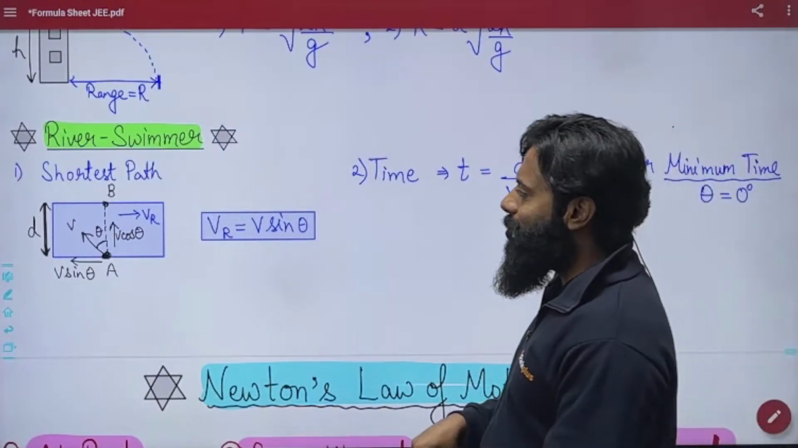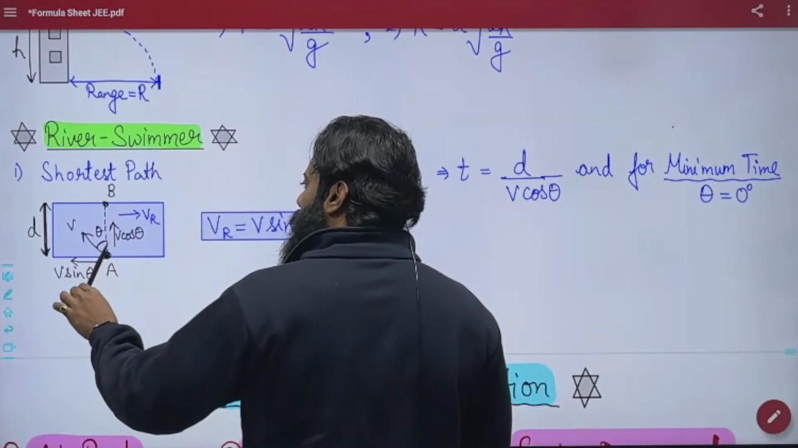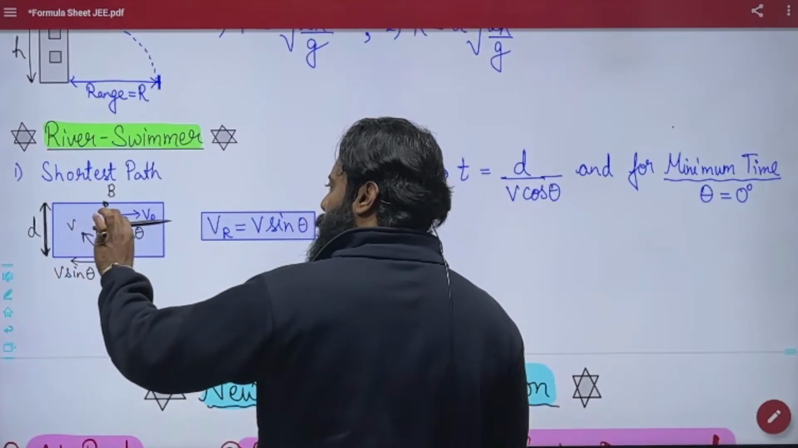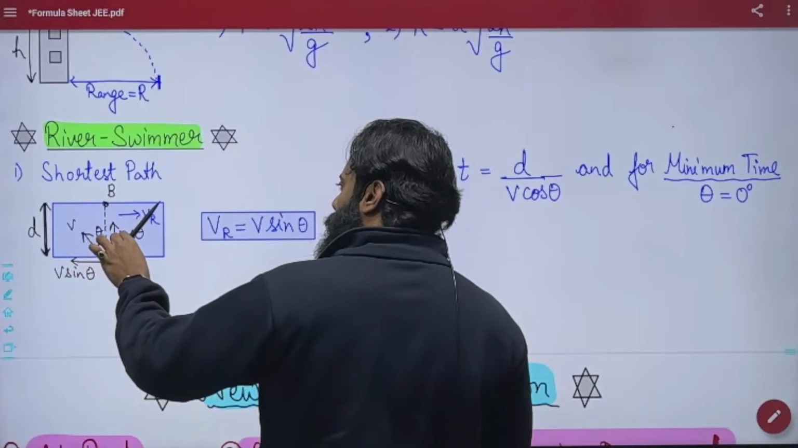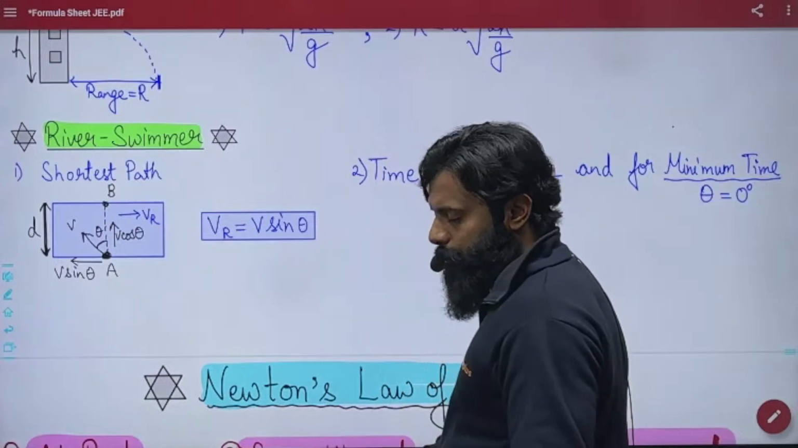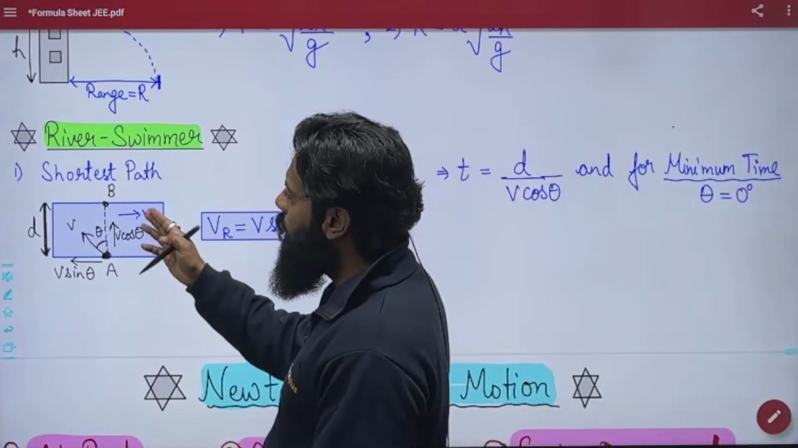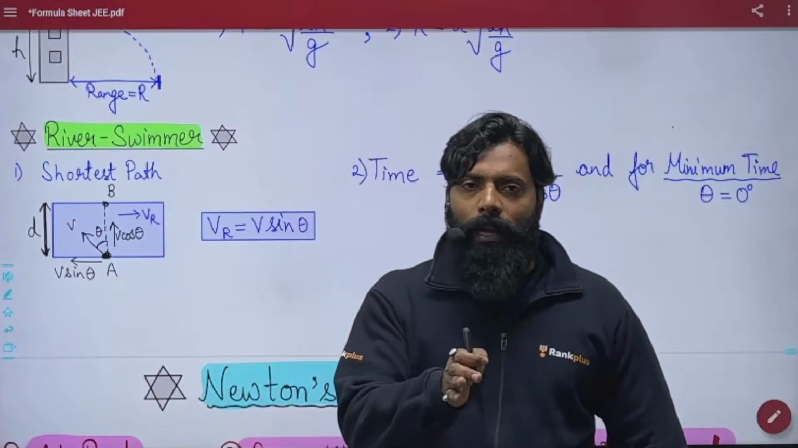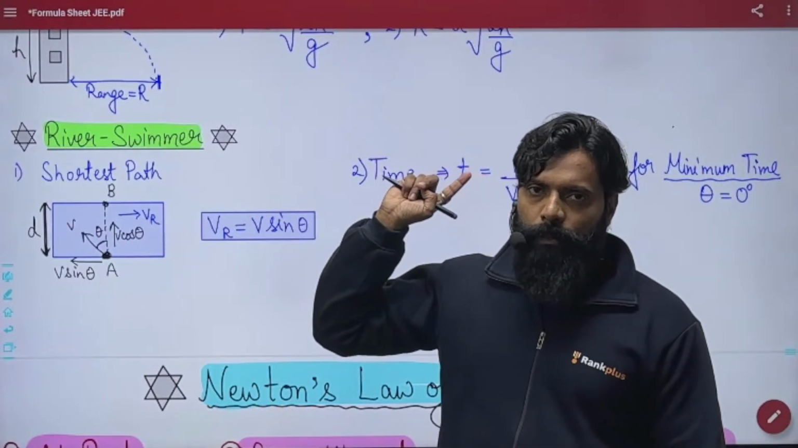But if this person is moving in this direction, there will be a drift. Drift means there is a velocity of the river, right? And the velocity of the man. So ultimately, the man will reach somewhere around this point C, and you can find out the drift using a very simple formula, which is distance equals speed into time. Multiply this vr with the time you are getting here, right?